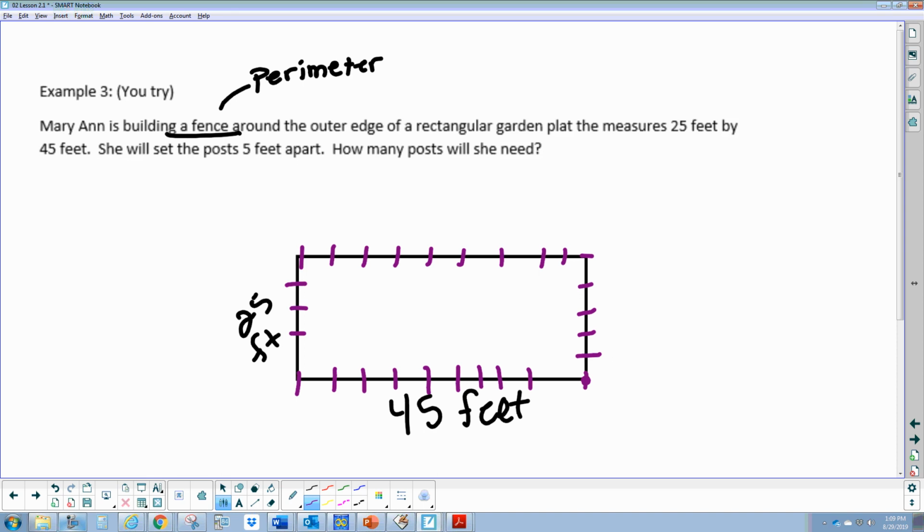And 5, 10, 15, 20, and 25 is already there. Okay, so in an example like this, if you're going to sketch these out, you have to make sure not to count any post twice. But if you solve it using what you already know about perimeter, where perimeter is 2 times the length plus 2 times the width, so 2 times 45 plus 2 times 25.